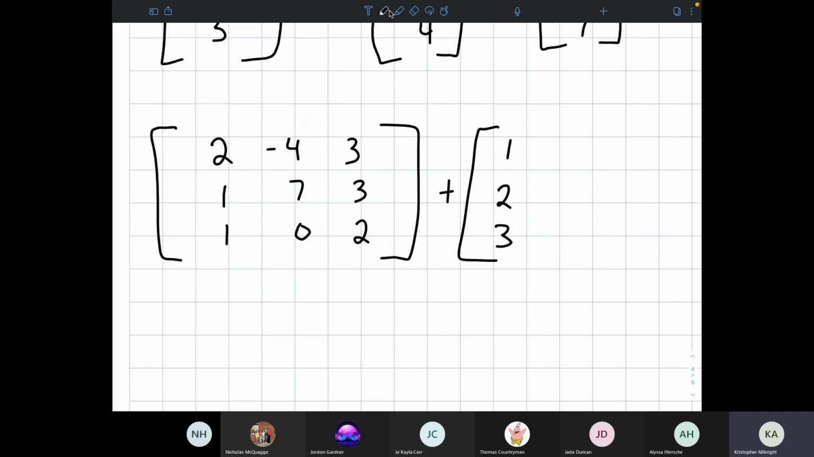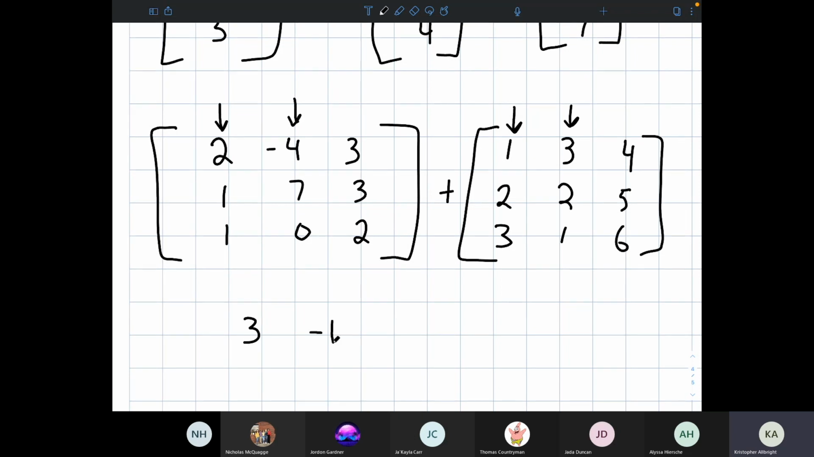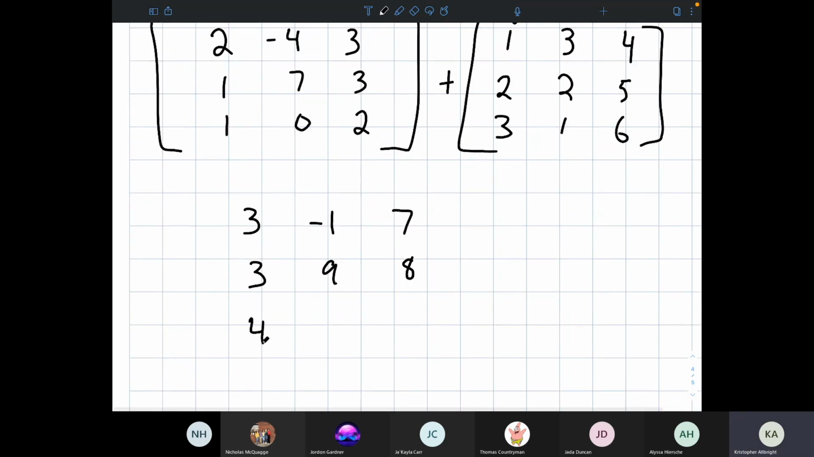So 3, 2, 1, 4, 5, 6. Okay, so this exists because they're the same shape. So we add this one and this one, 3, 4, this one and this one, 1, -1, and so on and so forth. We get 7, we get 3, 9, 8. Answer.